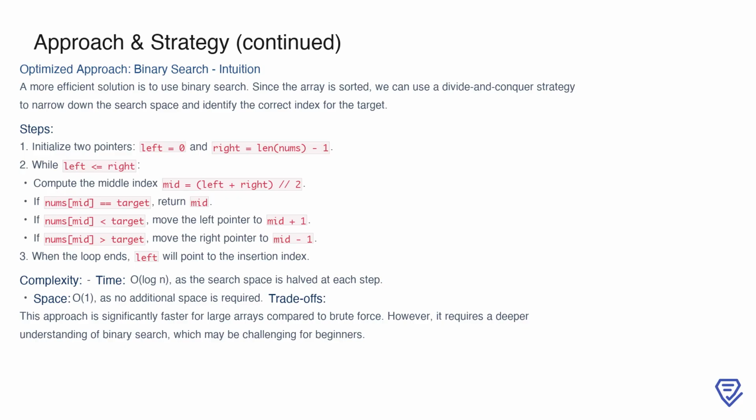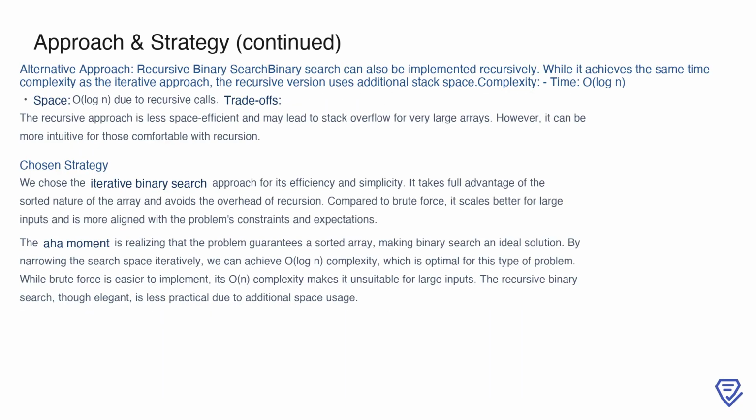The binary search approach is highly efficient, with a time complexity of O(log n), as the search space is halved at each step. Additionally, it requires no extra space, making it both time and space efficient. While this method may require a deeper understanding of binary search mechanics, it is far more suitable for large arrays compared to brute force. Another variation of binary search is the recursive implementation.